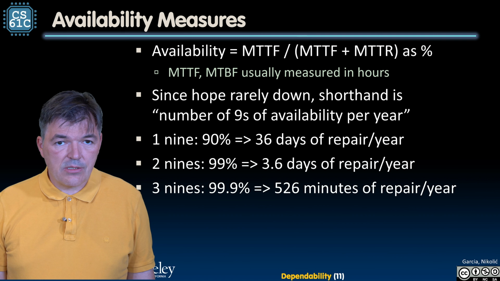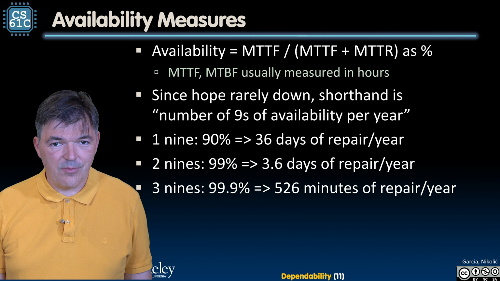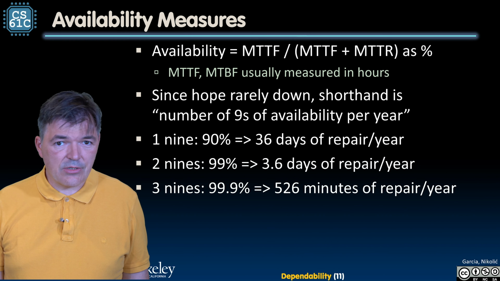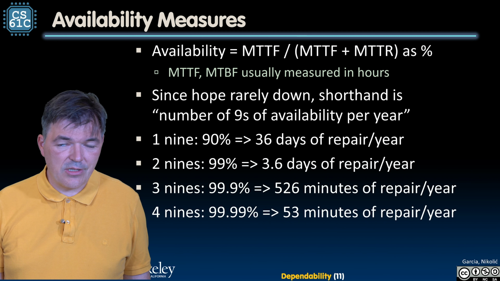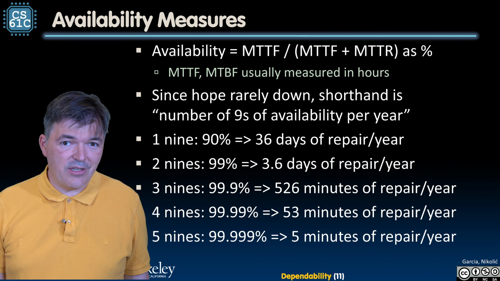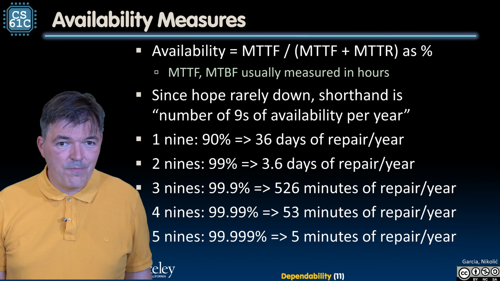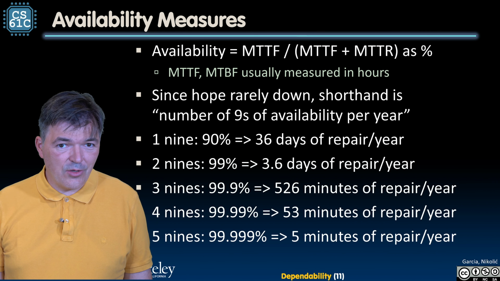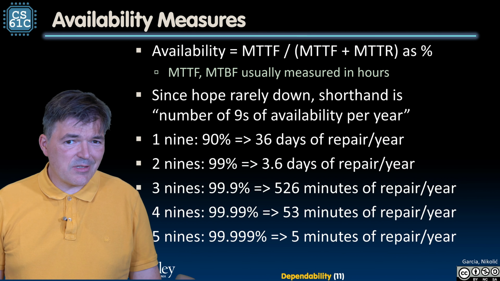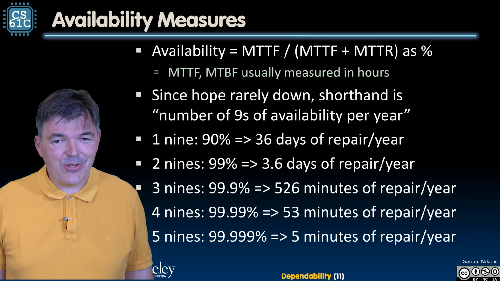3 nines means that the system would be down 526 minutes for repairs per year. That's annoying, but getting closer to being acceptable. 4 nines is 53 minutes of repairs per year, and 5 nines is 5 minutes of repair per year. That is getting closer to what we expect, and that is something that we often encounter in these services that we actually use on the internet.